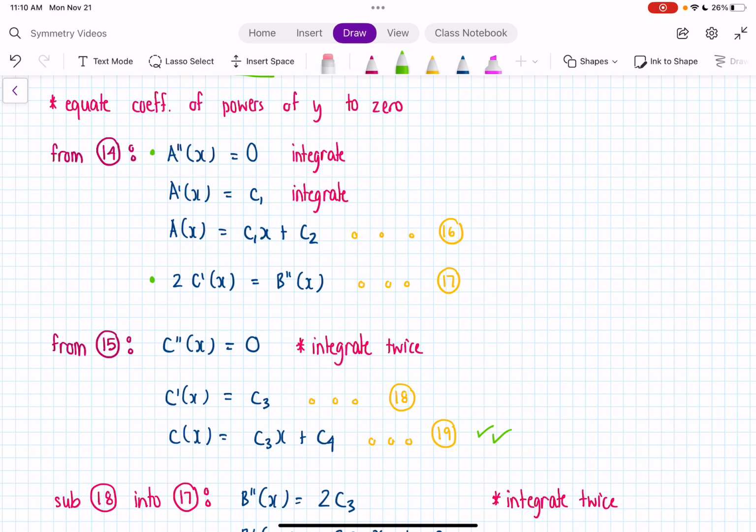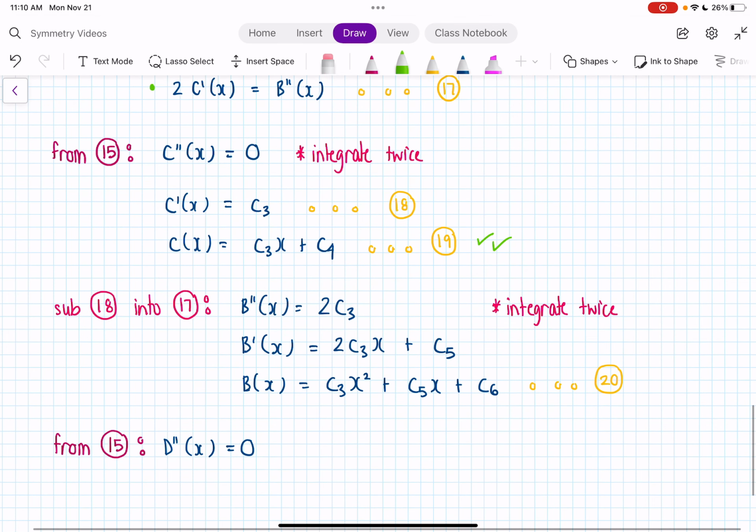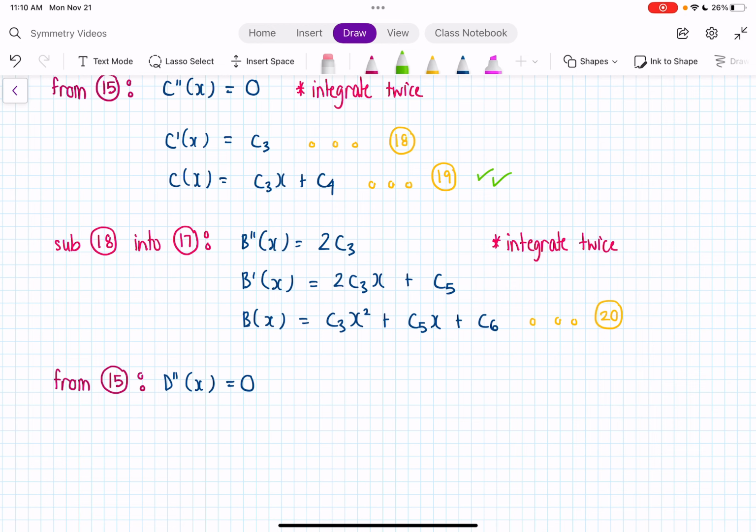Okay, so from c of x, we can now substitute into equation 17 and get a definition of b of x. So notice I have a of x now defined in terms of some constants. We have c of x defined, and now we have b of x defined. So d of x is also going to be determined the same way that we have done with a of x. So we're going to just integrate twice.